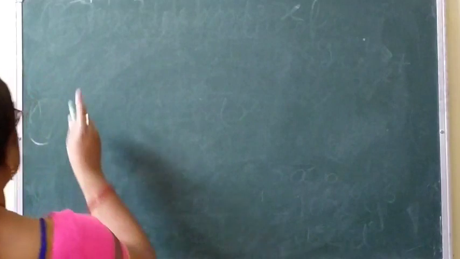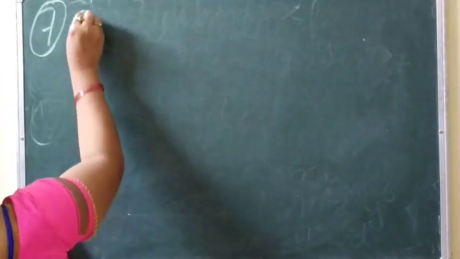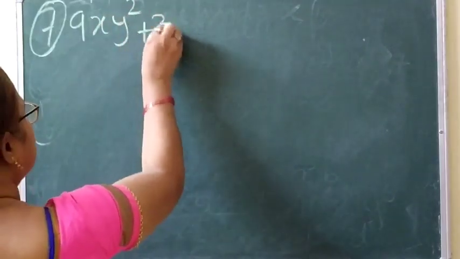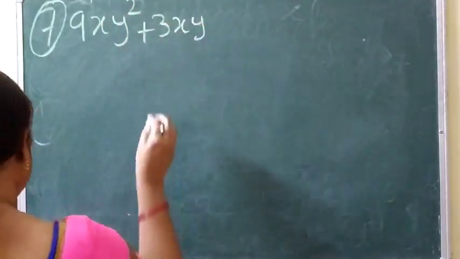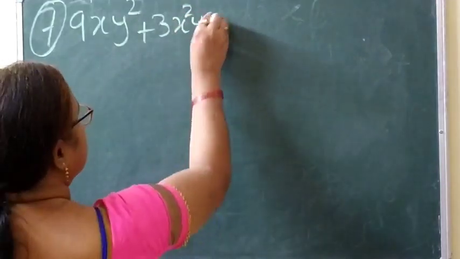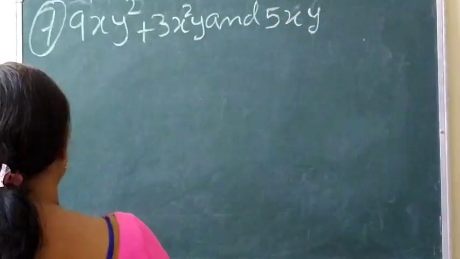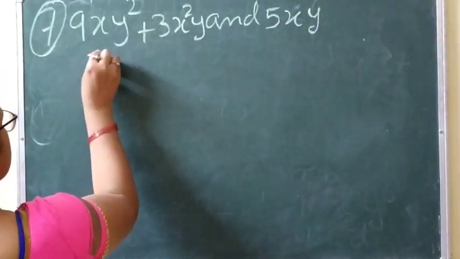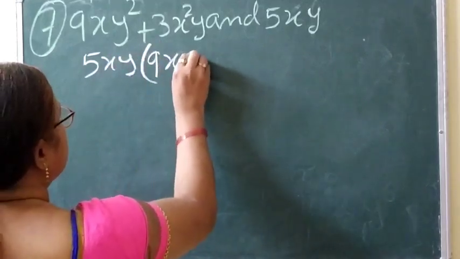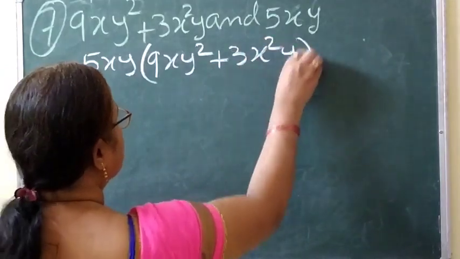Question number 7. Question number 7 is 9xy square plus 3x square y, and 5xy. So we will write 5xy, and inside the bracket 9xy square plus 3x square y.